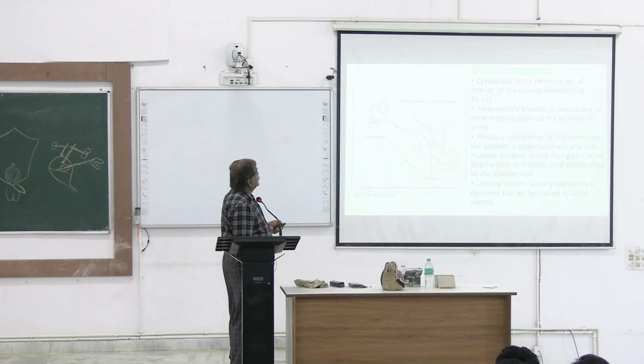This is the examination of the interior of the urinary bladder. Trabeculated bladder occurs due to chronic obstruction to the outflow of urine, for example in prostatic carcinoma. In this condition, the bladder is hypertrophied and the muscles increase in size and give rise to an open V or trabeculated appearance to the bladder wall. Urinary stones: the urinary bladder is a common site for formation of urinary stones.